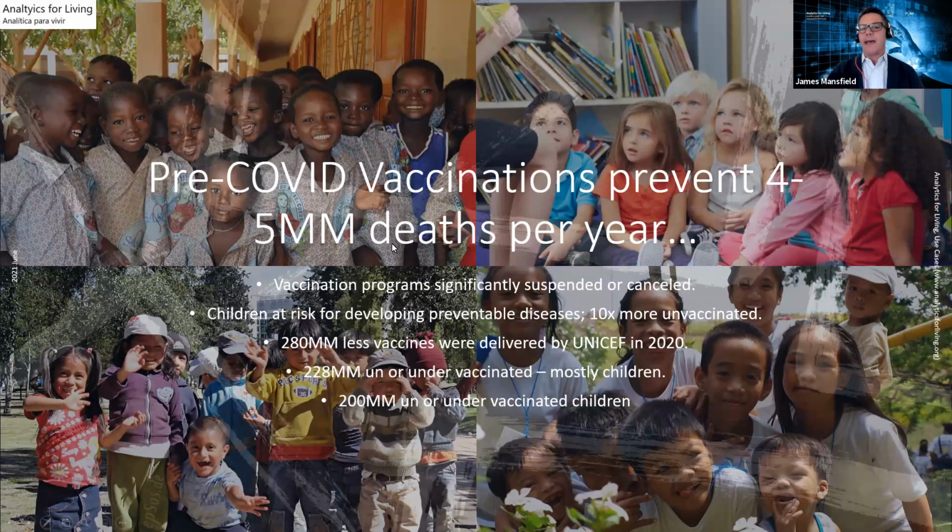The reason is that vaccination programs were significantly suspended or canceled. It's putting children at 10 times more risk of developing preventable diseases, right? I said there are 280 million fewer vaccines, and 228 million, mostly children, are under-vaccinated, about 200 million children. So definitely significant. These are just pictorials of different countries from Africa, some European countries, Latin America, the bottom left, and I think this is Asia as well, for children. But this is what we're talking about: the smiles the children want to see, that they should have their vaccines, but unfortunately, it's not the case.